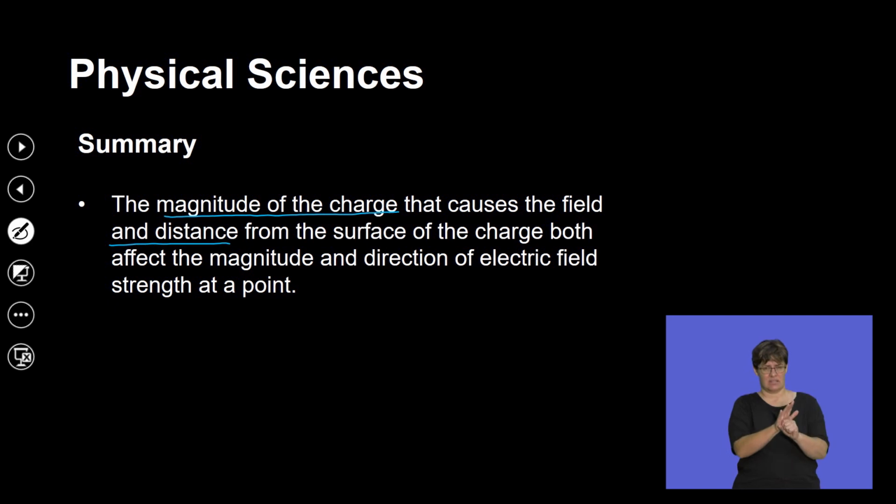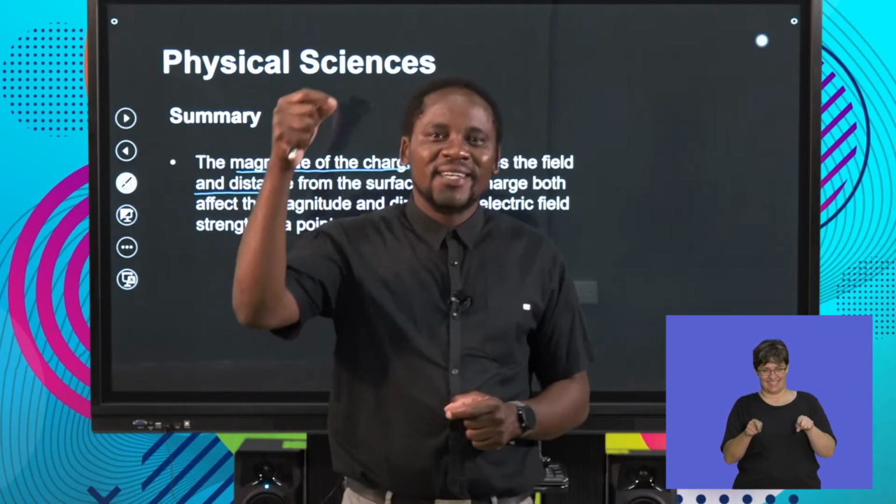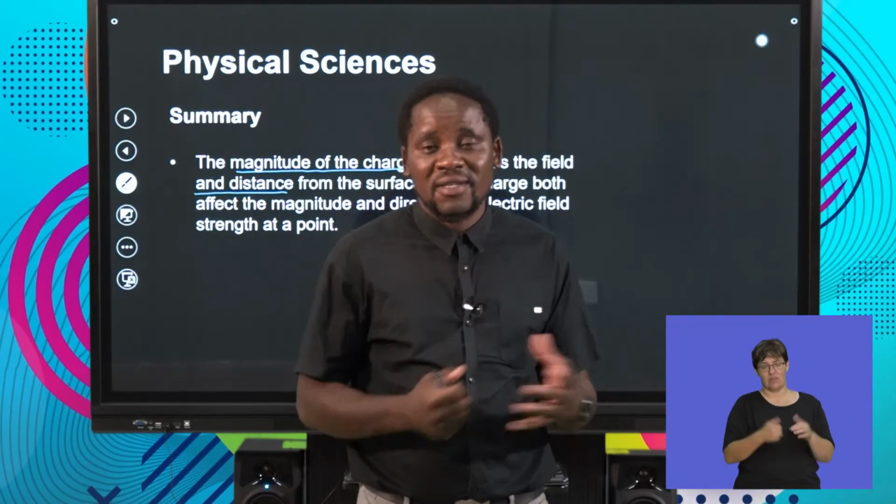Now, what affects the magnitude of electric field at a point? There are two things. It's how big the charge that creates the field is, and the distance of the point from that charge that creates the field. So that's what we wanted to discover at the end of the day.